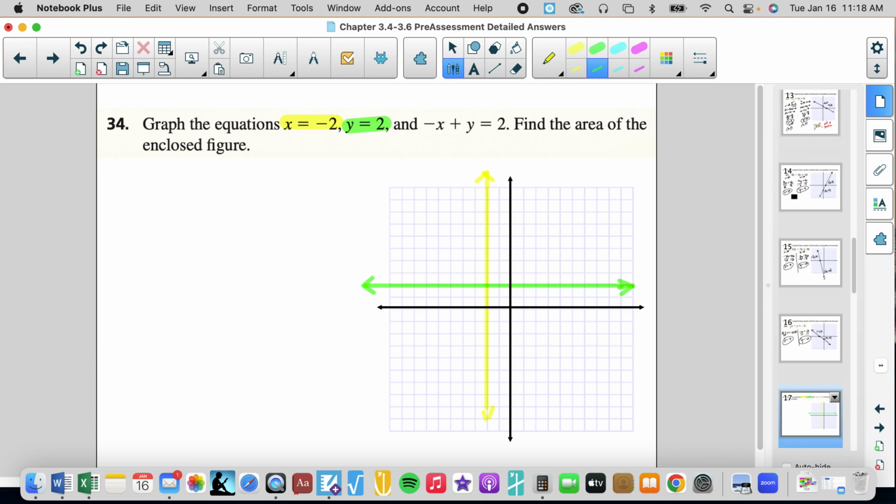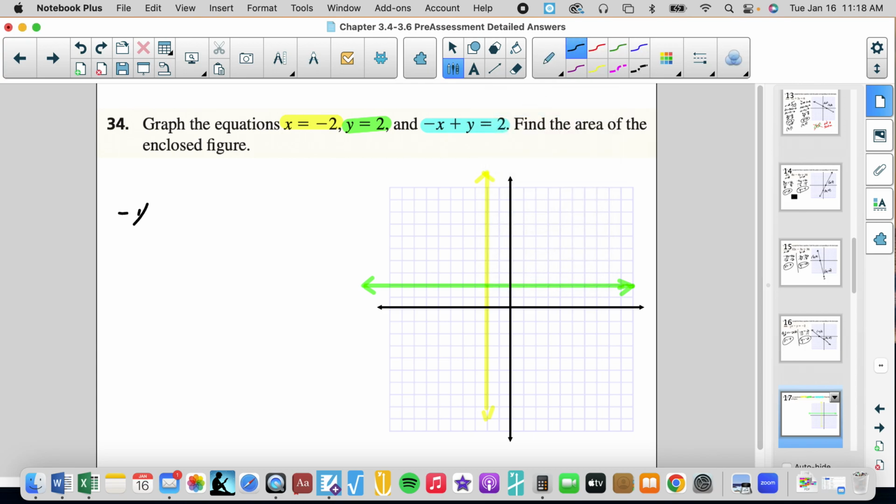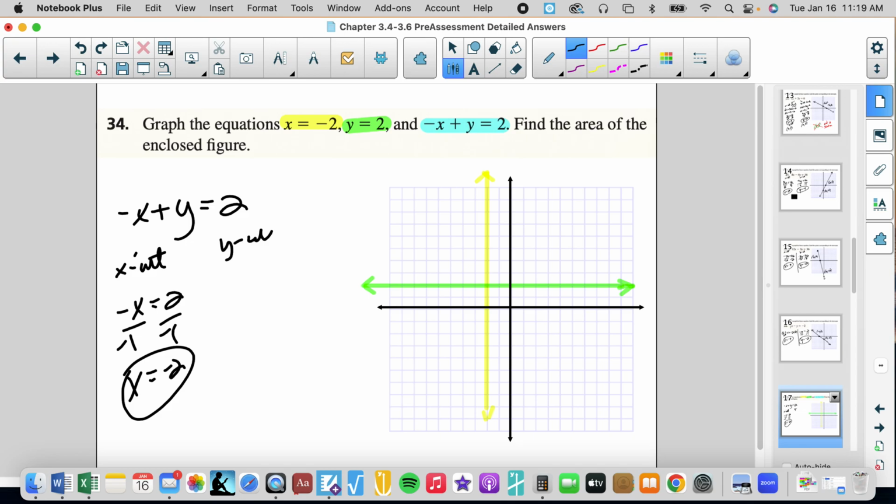And then we have to graph the equation -x plus y equals 2. So if we want to find the x and y intercepts, -x plus y equals 2. My x-intercept: -x equals 2, divide by -1. X-intercept is -2. Y-intercept, y equals 2. That's my y-intercept. So I'm going to make 2 dots for those. X at -2, y at 2, and then I'm going to make a line.